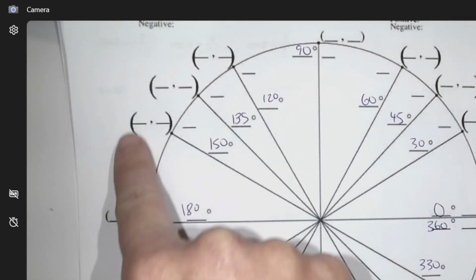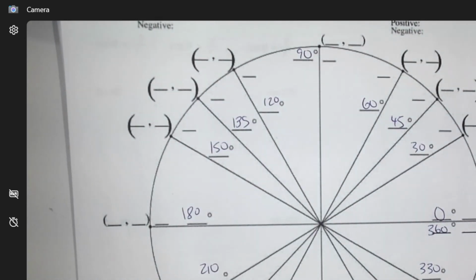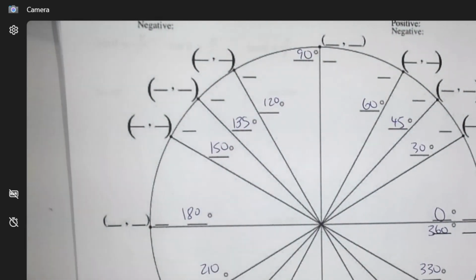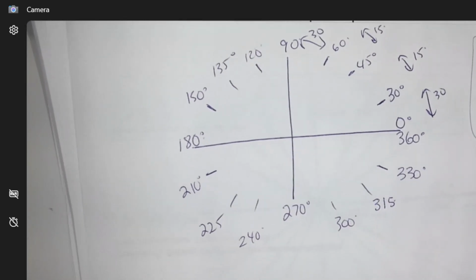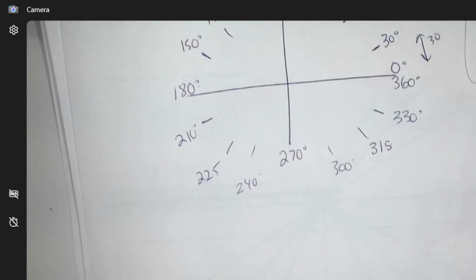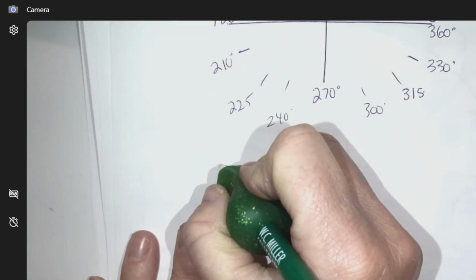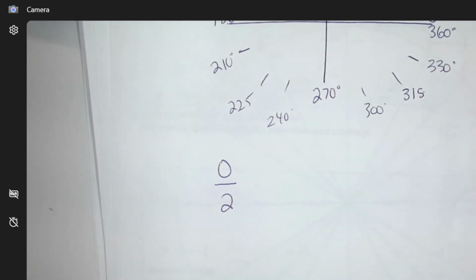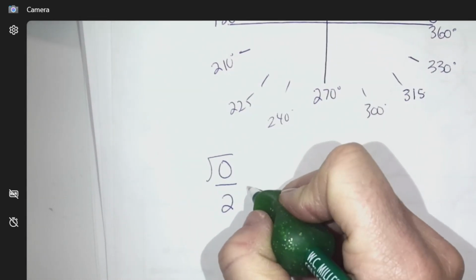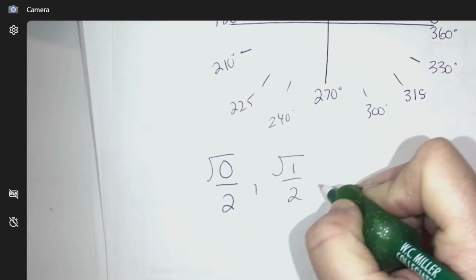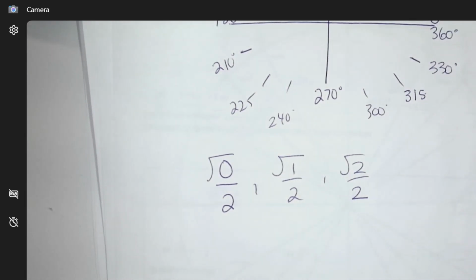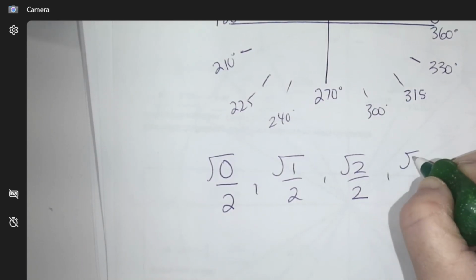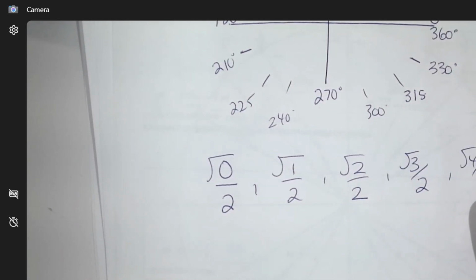Okay, now we're going to talk about the coordinates on this unit circle. So again, I'm going to develop a pattern. So don't write anything down right now. So the angles all follow the pattern. Okay, so here we go. 0 over 2. Don't write anything down. Okay, my next, so I'm going to go root 0 over 2, root 1 over 2, root 2 over 2, what do you think's next? Root 3 over 2 and root 4 over 2. Okay? There's the pattern.